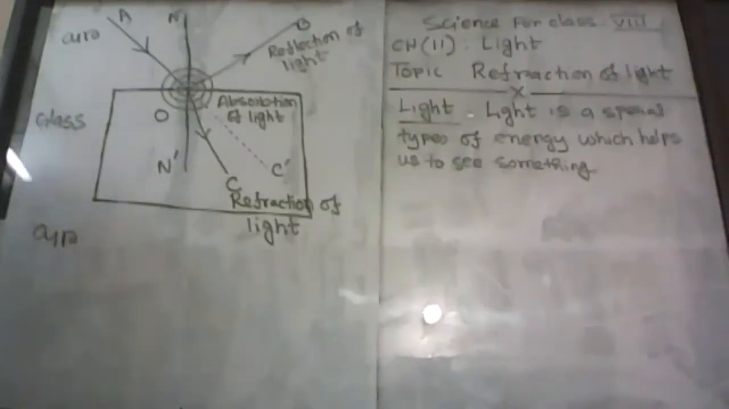Okay, you have studied this in class 6, so listen a little. When a ray of light is incident from one transparent medium to another medium, then from the second medium, if the ray of light returns back to the first medium, this phenomenon of light is called reflection of light. Okay, now my today's main topic is refraction of light.